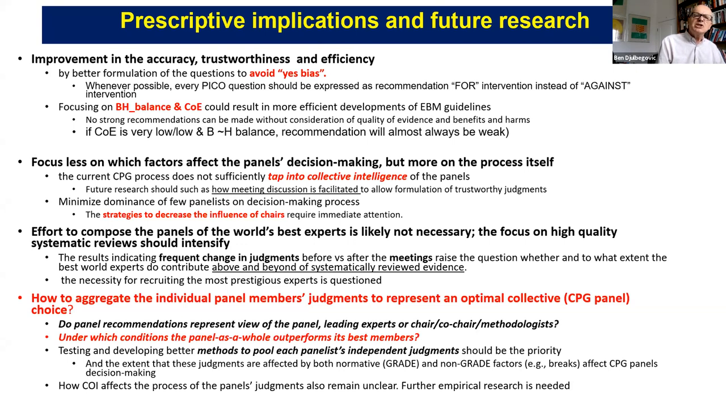In order to improve accuracy, trustworthiness, and efficiency, as I already mentioned, we need to formulate the question in order to avoid the bias. We already published a paper on that, and it's simple to do. The chair just needs to be aware of how to do it. Focusing on the balance of certainty of evidence and benefits and harms can improve efficiency. There are very few situations where low certainty of evidence and benefits about equal to harms, or harms greater than benefits, would really lead to a strong recommendation.